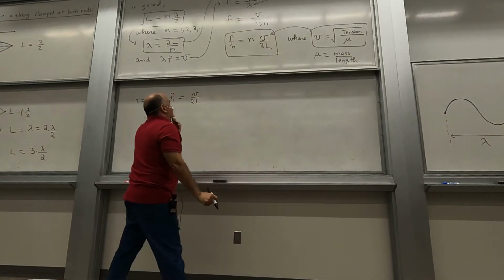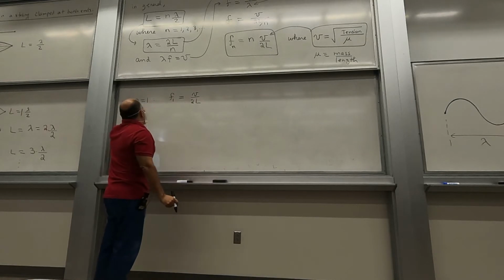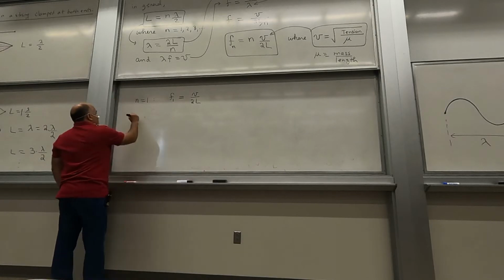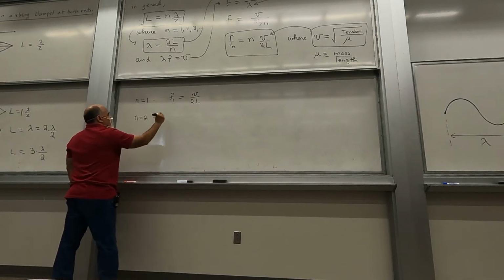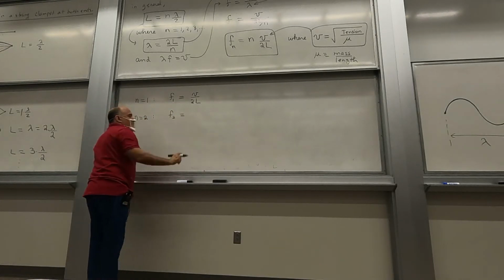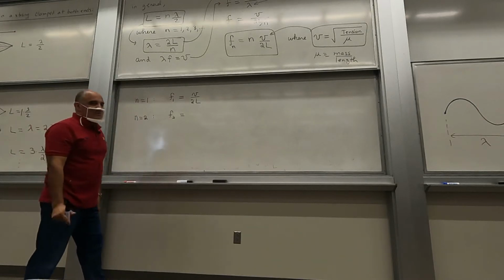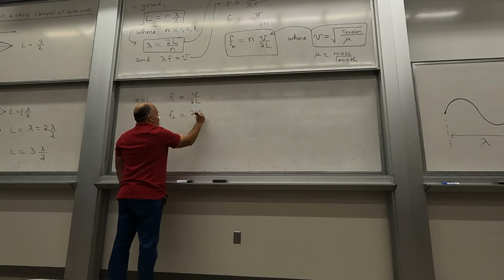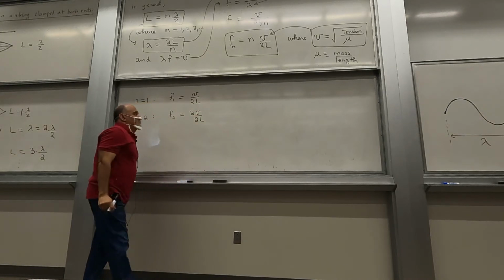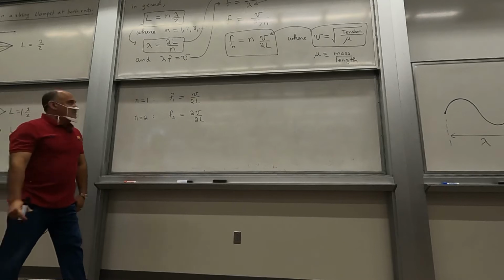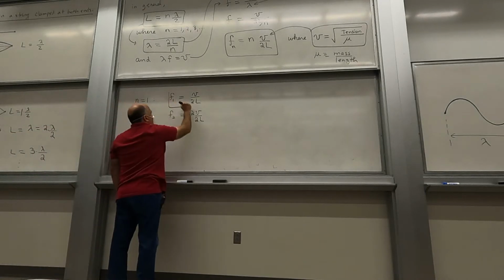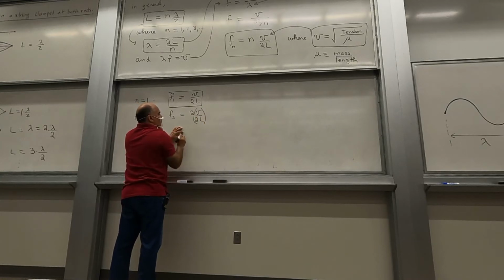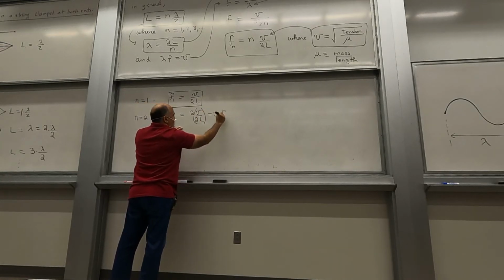But anyway, I'll just write if I consider n equals 1, then f of 1 is v over 2L. If I consider n equals 2, then that will be called f of 2, because n is 2, and this would be 2v over 2L, which of course is going to be v over L. But notice that f1 is v over 2L. So that's f1 right there in parentheses. So this is really twice f1.